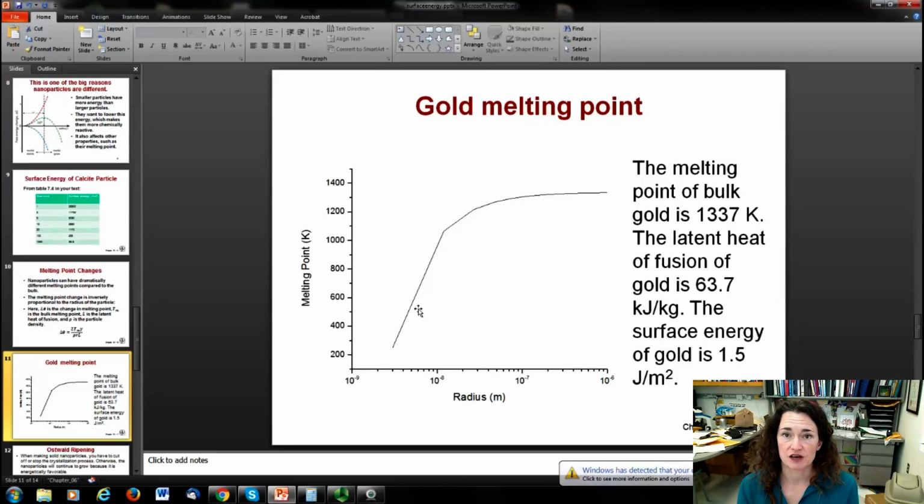And that's because of the domination of the surface, right? The surface energy is such a huge factor there. It would rather just melt and dissolve and not be a nanoparticle anymore rather than have that surface energy, okay?